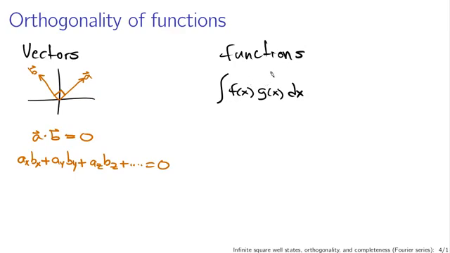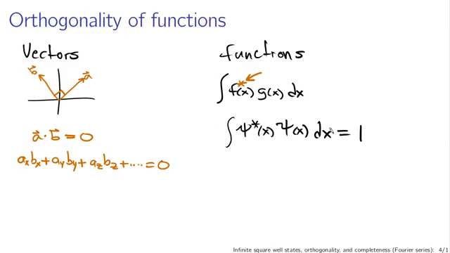Now, in quantum mechanics, since we're working with complex functions, it turns out that we need to put a complex conjugate here on f in order for things to make sense. This should start to look familiar now. You've seen expressions like the integral of psi star of x times psi of x dx is equal to 1, our normalization condition. This is essentially the dot product of psi with itself.